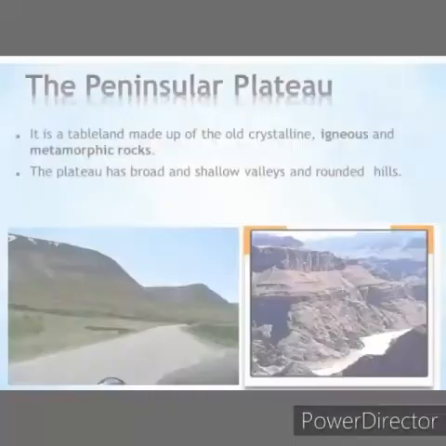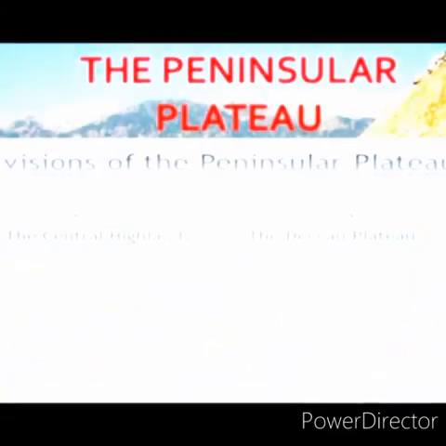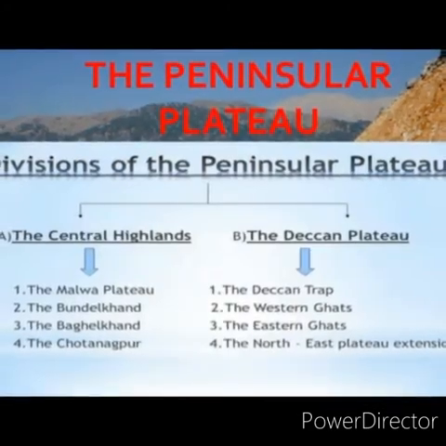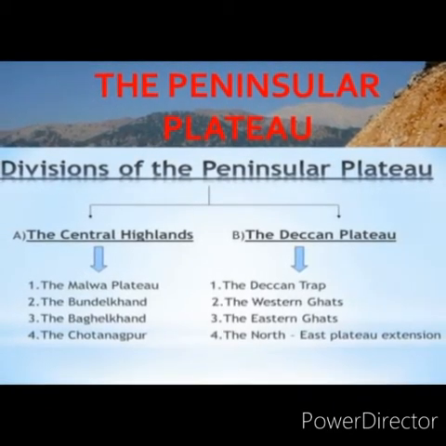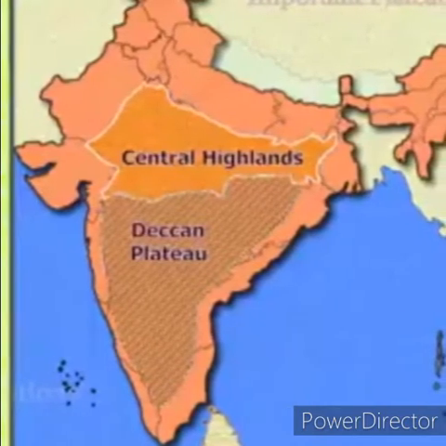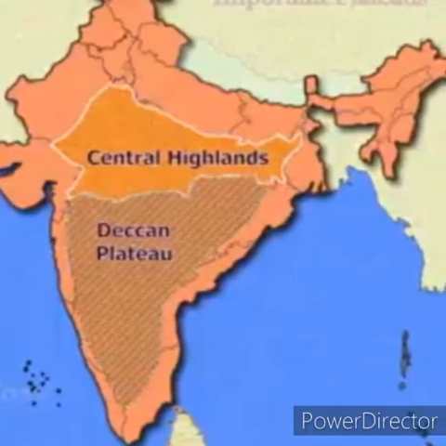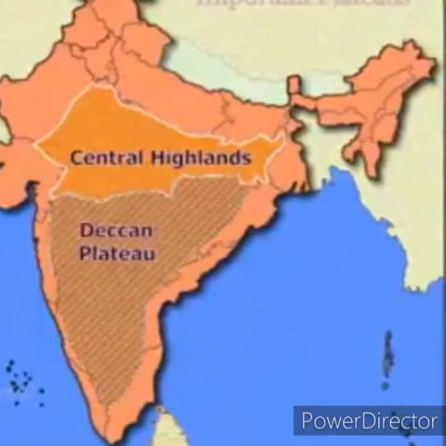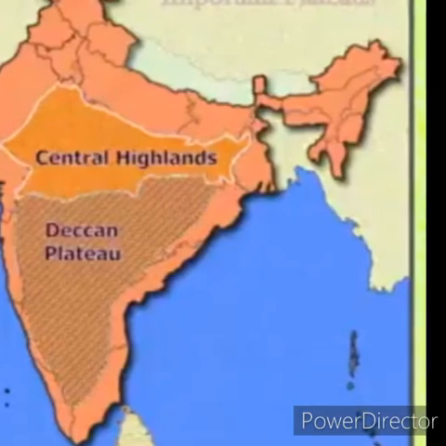The peninsular plateaus are made up of ancient igneous rocks, and the Narmada River divides the peninsular plateaus into two parts, and that are the Central Highlands and the Deccan Plateau. Now, the Central Highlands are towards the north and have a number of plateaus, and the Deccan Plateau occupies the southern part of the peninsular plateaus, and it is roughly triangular in shape.